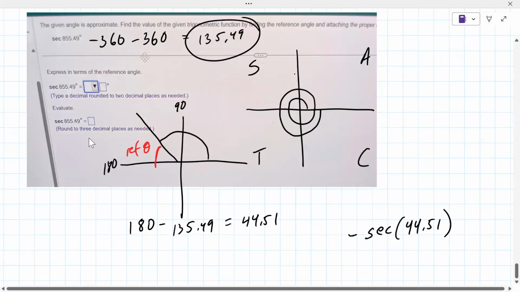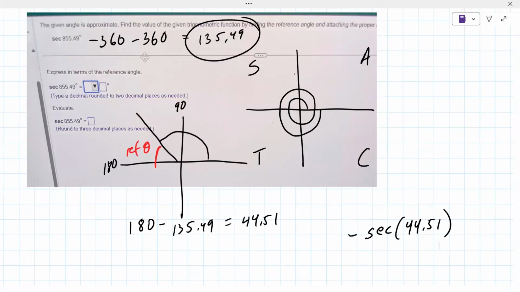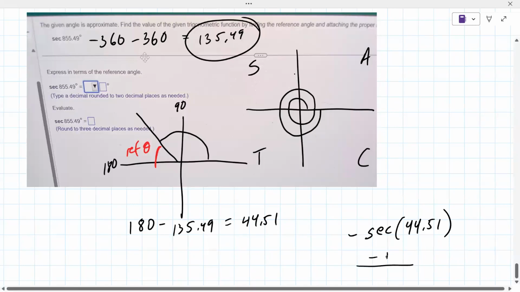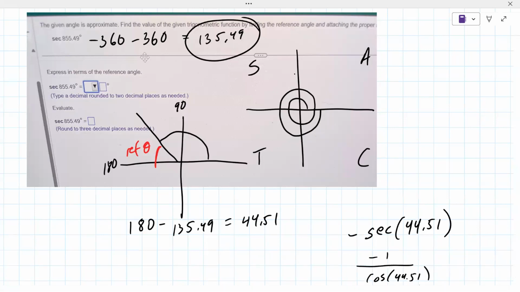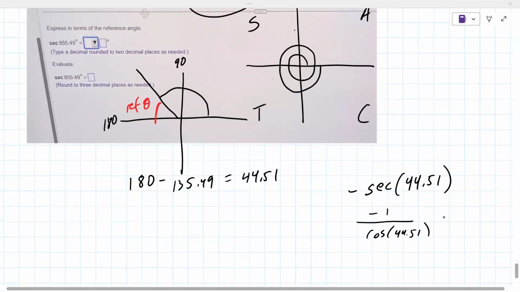Just double check that calculation. And then you can go to your calculator and calculate the secant of that. Not all calculators have that, so you might do -1 over the cosine of 44.51. It ends up being -1.402.